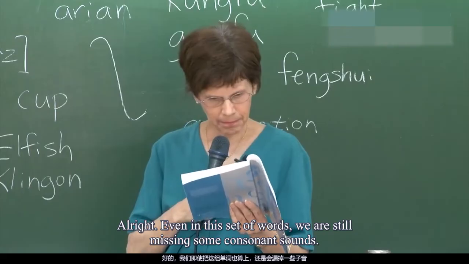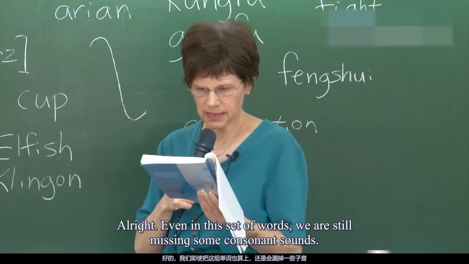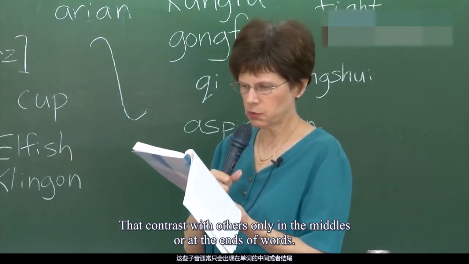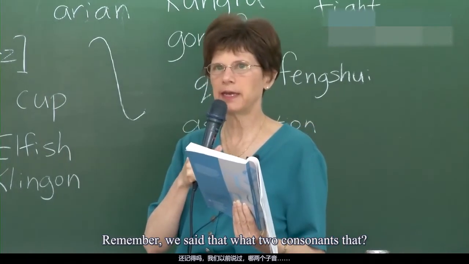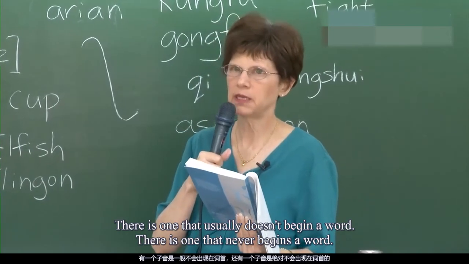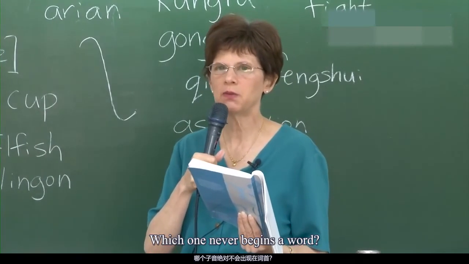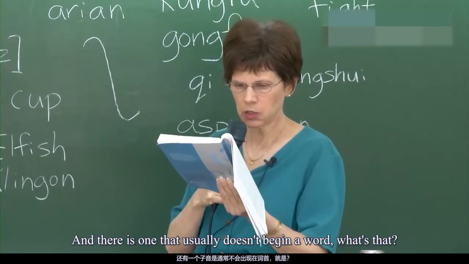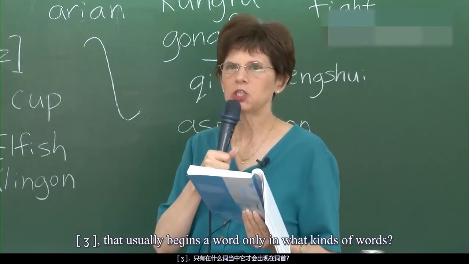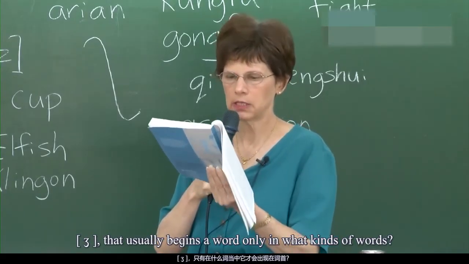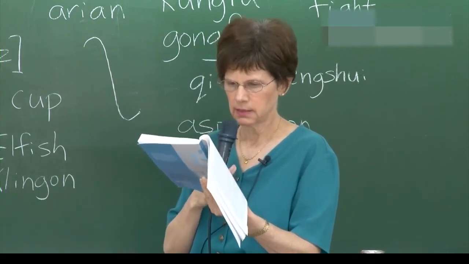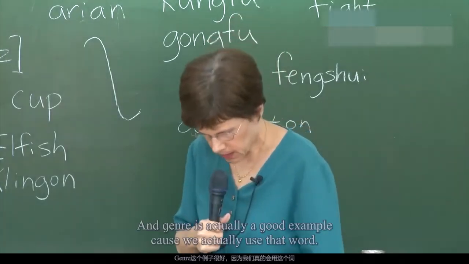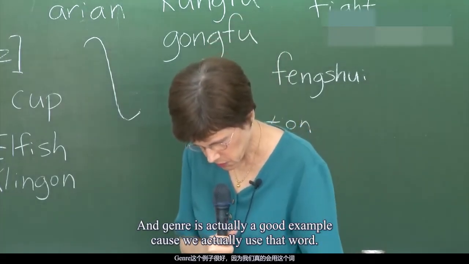All right. Even in this set of words, we are still missing some consonant sounds that contrast with others only in the middles or at the ends of words. Remember we said there are two consonants, one that usually doesn't begin a word. There's one that never begins a word. Which one never begins a word? Ng, the ng sound, engma. And there's one that usually doesn't begin a word. What's that? Zh. That usually begins a word only in what kinds of words? Foreign words, yeah, foreign loans, like genre. And genre is actually a good example because we actually use that word.